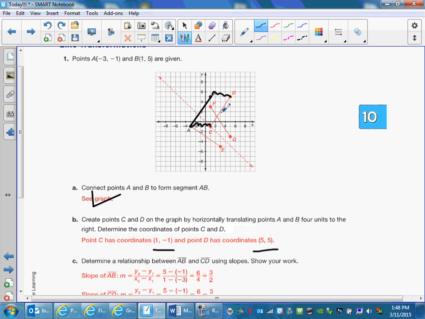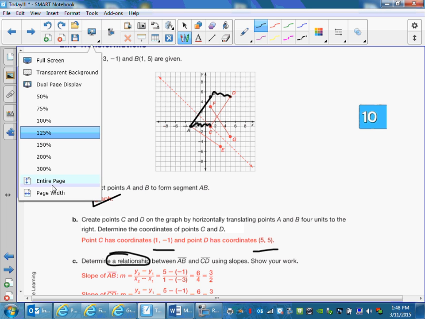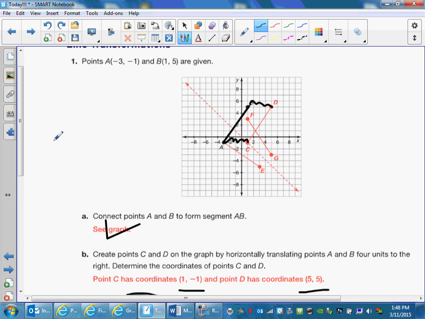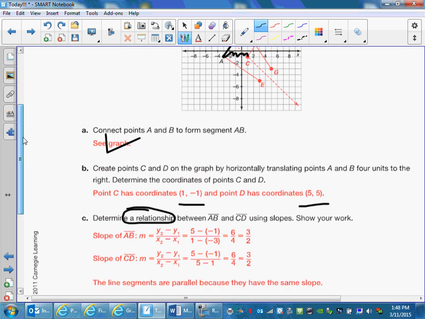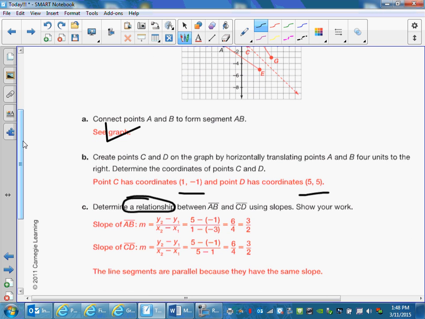Looking at these lines, we are going to think they're parallel. We want to know the relationship. If we find the slope of AB and then the slope of CD, if they're equal, they're parallel. If they're opposite reciprocals, they're perpendicular. If they're neither, then they're just intersecting. So you would show that math. Remember, you can pause at any time. And then you'll say the line segments are parallel because they have the same slope.